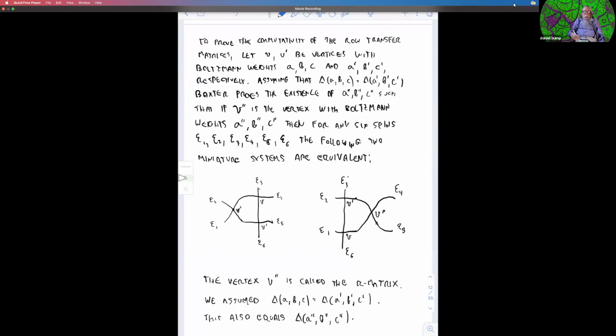It turns out, and this can be proved with a little bit of algebra, that there is another kind of vertex.